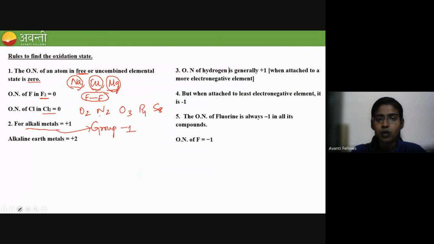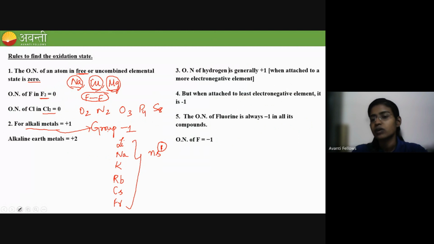So group 1 elements are alkali metals in the periodic table. And who are those metals? Lithium, sodium, potassium, rubidium, cesium, and francium, right? So these elements are group 1 elements. If you see the outermost electron present inside this atom, the outermost electron will be 1, right? The general electronic configuration is ns1. So they can give out only 1 electron. So all the alkali metal group 1 elements will have +1 oxidation state, only 1 oxidation state.